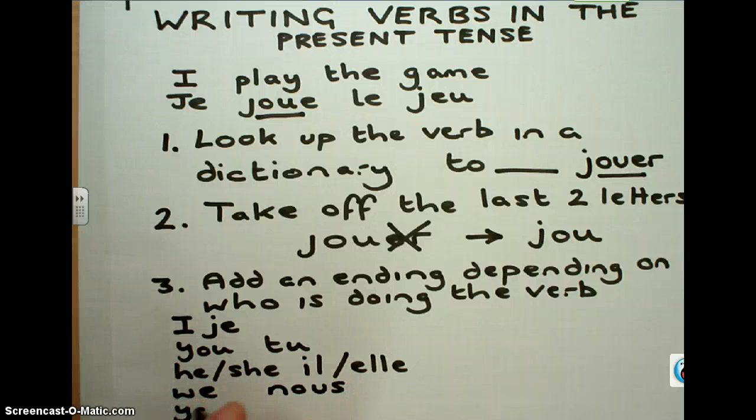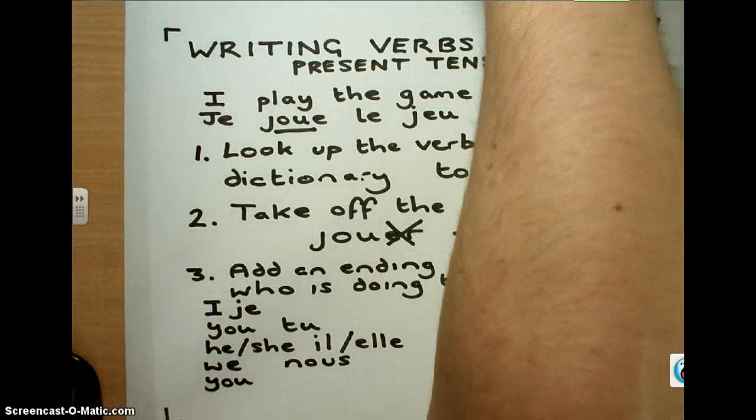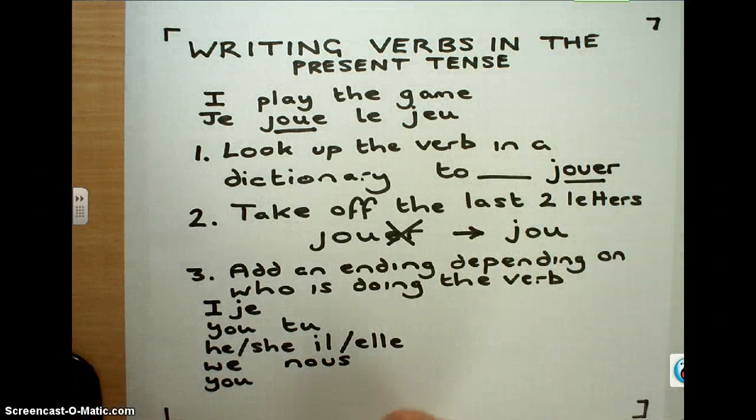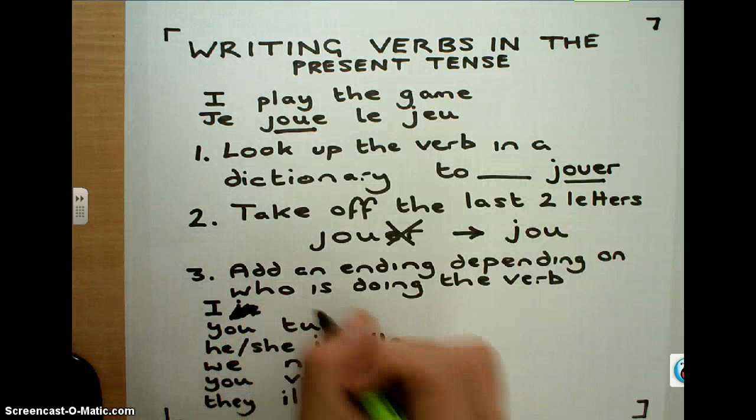You, when we're talking to maybe the queen or your head teacher, or if you're being polite, is vous. And finally, they is ils or elles. But this time, they've got an S on the end to show that there's more than one person involved in this. So, now we've got our parts of the verb, and I'm just going to move je over here to make it easier for you to see.